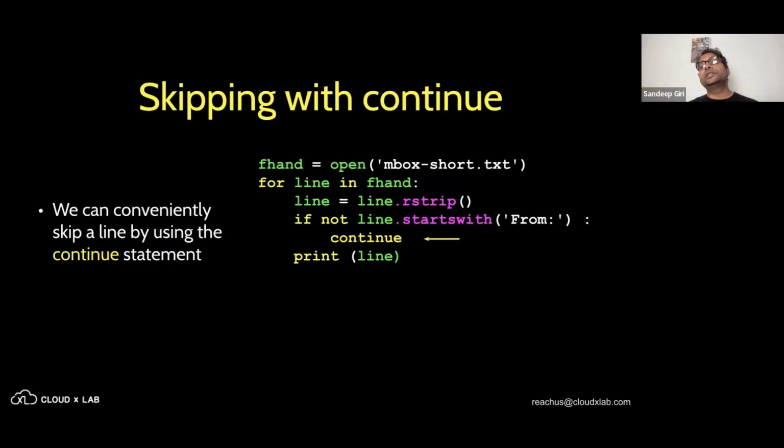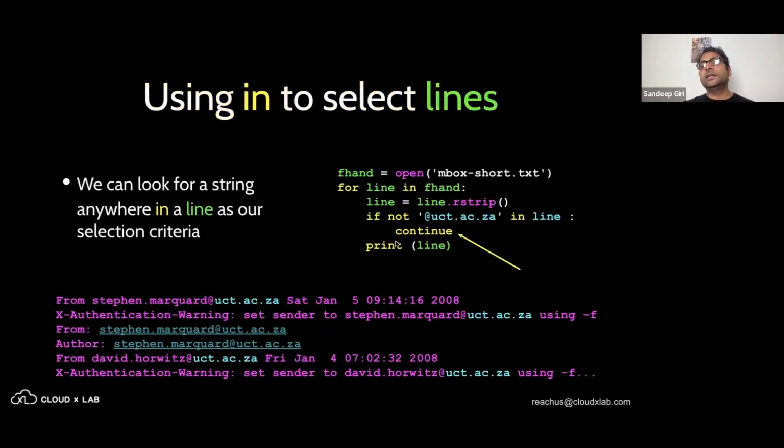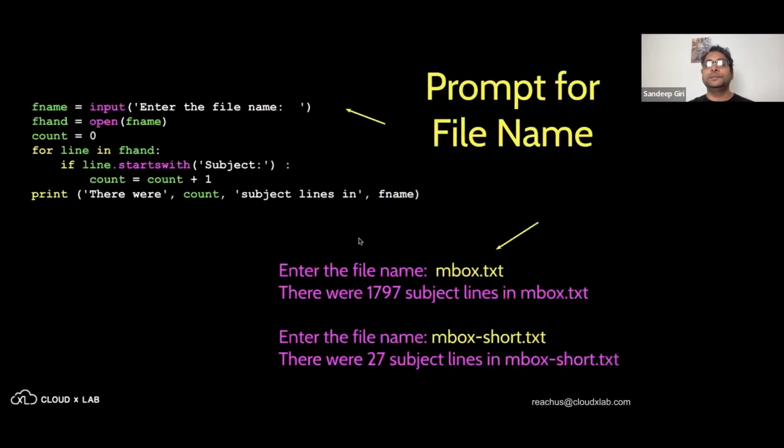Now, if you want to skip some lines, you can use continue. What continue does is, instead of going down, it goes back. Instead of going forward, it skips everything and starts from the beginning of the loop. It skips the entire content of the loop and goes to the beginning again. So that's what it does.